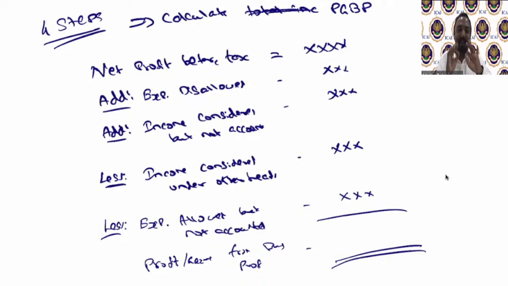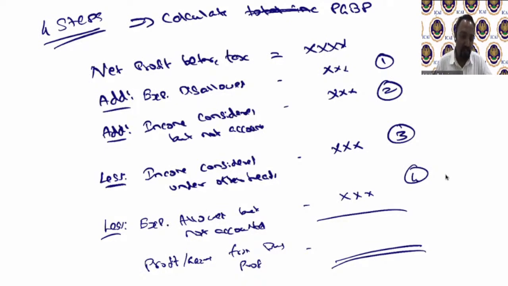I'm sure none of you would have seen handwriting as bad as this, but I'm really sorry. I don't have an option because that's how I generally write. Hope you have some understanding of what exactly I've written. So basically the 4 steps: step 1, add expenditure disallowed. Step 2, add income which is not considered. Step 3, less income that is considered under other heads. Step 4, less expenditure allowed but not accounted. With this only you get your profit or loss, which is profit and gains from business or profession. So this is how you do it. When you're reading a problem, you need to see under which of these 4 steps that particular item will come. That's what we are going to see.